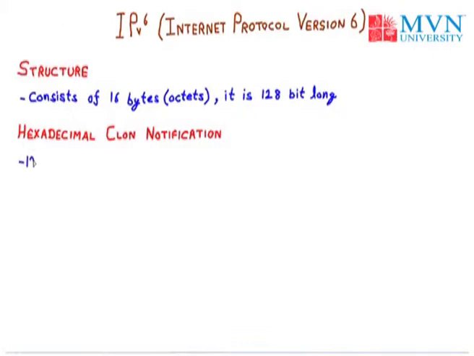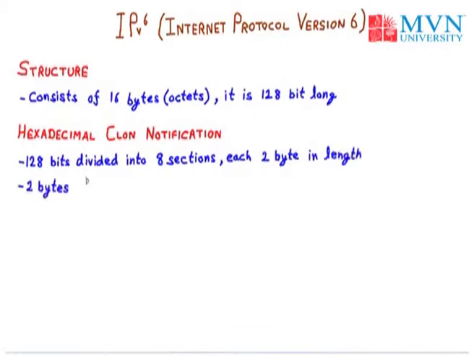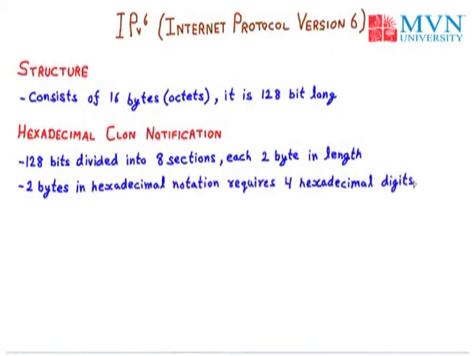The IPv6 address is 128 bits and is divided into 8 sections, each 2 bytes in length. And for 2 bytes in hexadecimal notation, we require 4 hexadecimal digits. So now the IPv6 address consists of 32 hexadecimal digits, separated by colons. So that means 128 bits is equal to 16 bytes, and as we have blocks of 2 bytes, we require 32 hex digits.